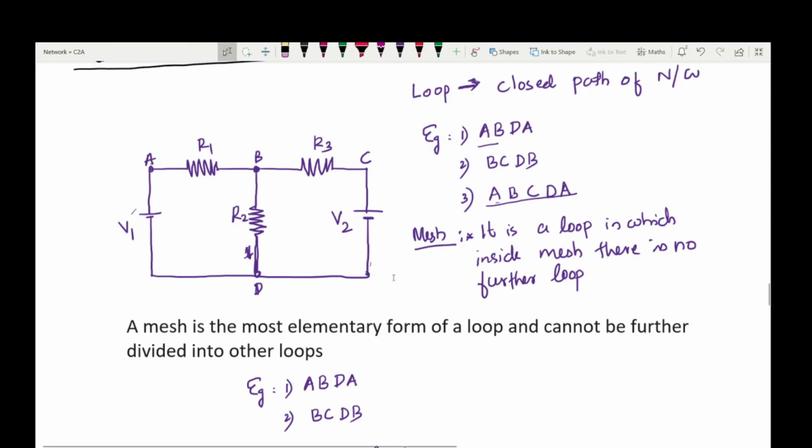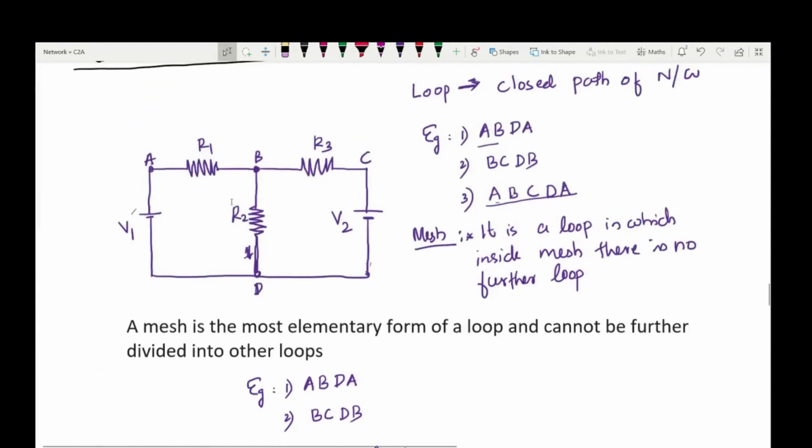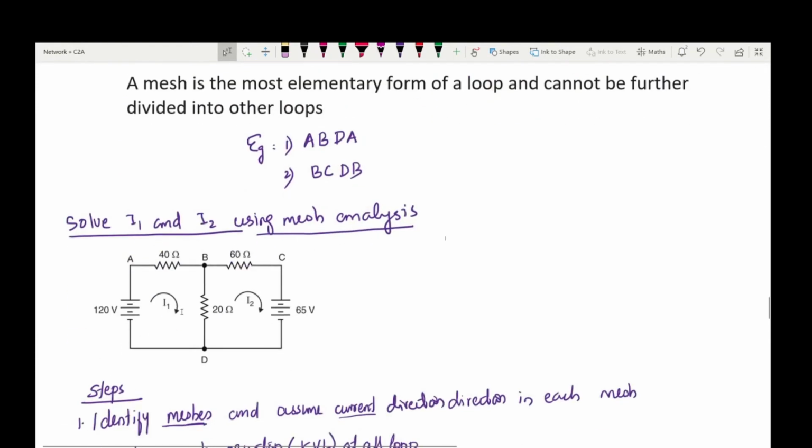Now let's see how to solve an electrical network using mesh analysis. For that, let's consider a simple problem. Here the question is to solve I1 and I2. Two meshes are there, somewhat similar to this network. This is one mesh, ABDA, and the second mesh is BCDB. We need to find the values of I1 and I2 using mesh analysis.